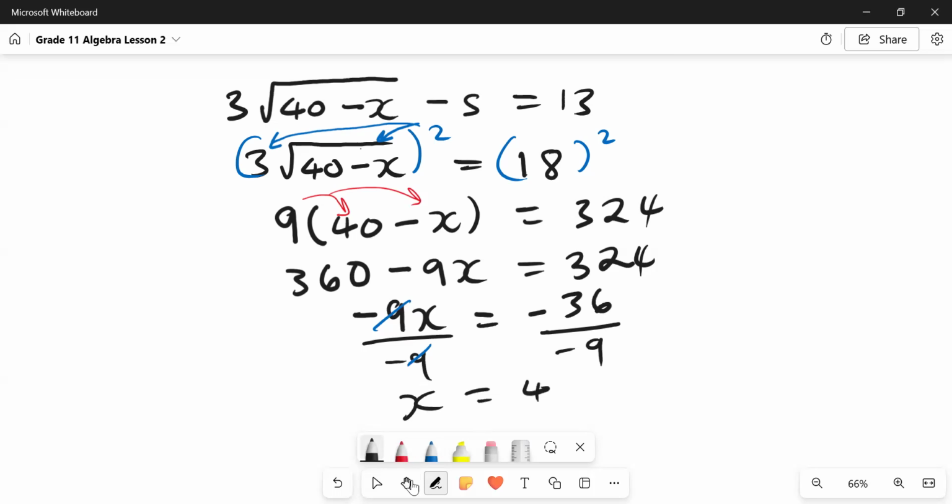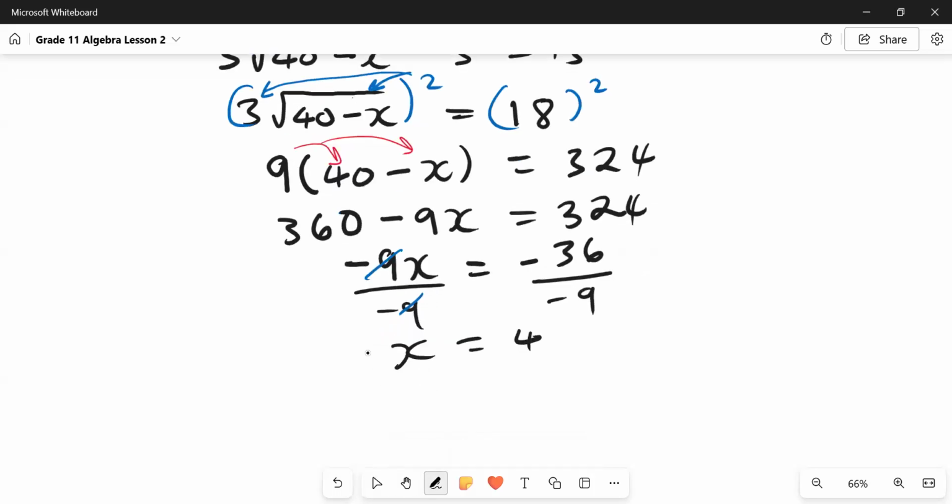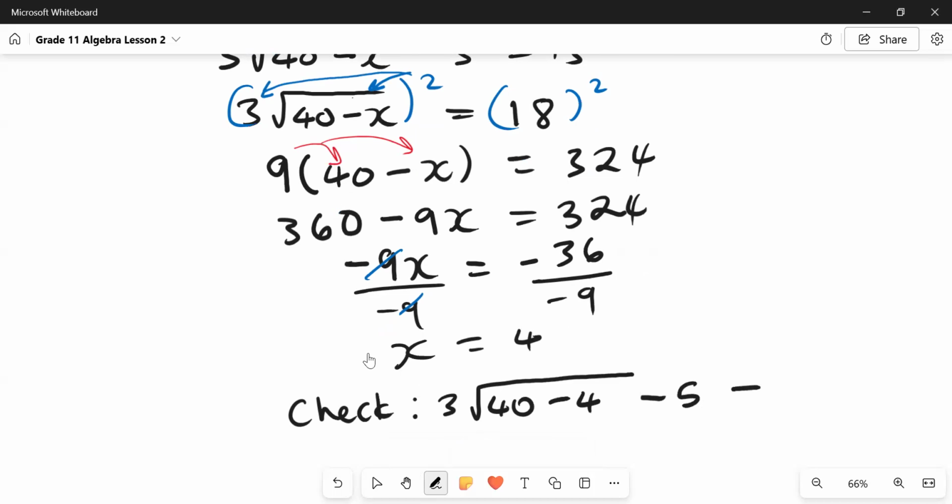And then after getting a positive 4, you check your answers, meaning now we have to say check. And then that's 3. And then this is 40 minus 4. By the way, in place of x, you substitute whatever value you got for x. And then eventually there we get 13. And then the left-hand side is equal to the right-hand side, which means the solution is valid. So now we're done with equations involving surds.